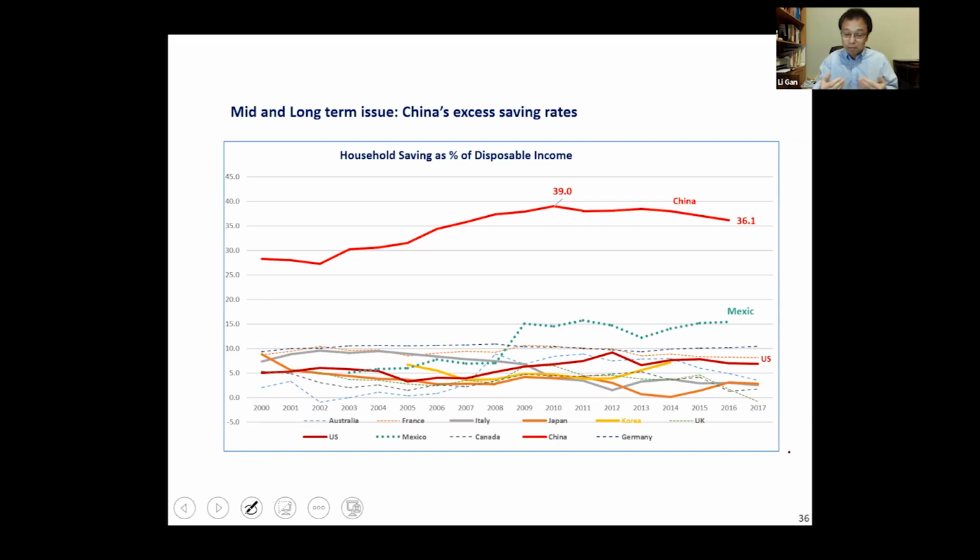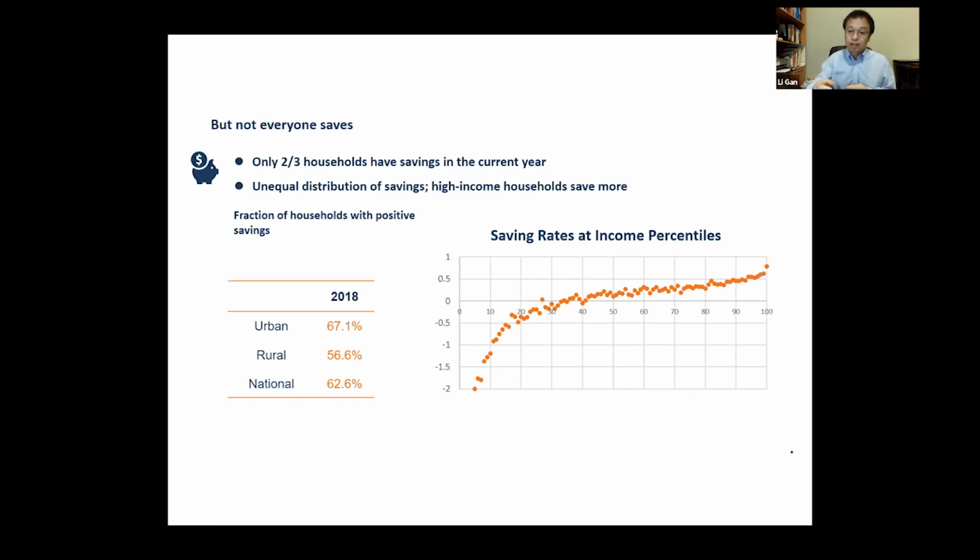This is what I've been trying to say: everybody knows that China has very high household savings, way higher than the rest of the world, way higher than any other country. But the question of the high saving rate is that not everybody saves. This is the saving rate by percentile. You can see the poor actually don't save. They actually have liquidity constraints. I believe, and my study has shown, this is a big part of the high saving rate. Poor households actually have a higher propensity to consume, but they don't have money to consume. They like to consume, but don't have money to consume.